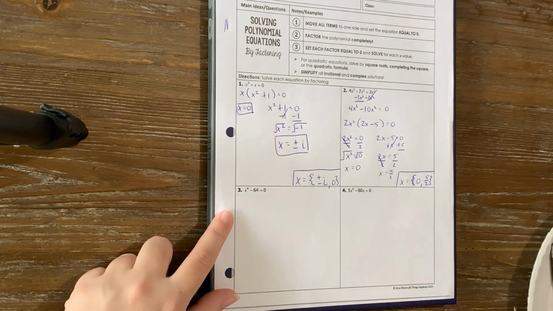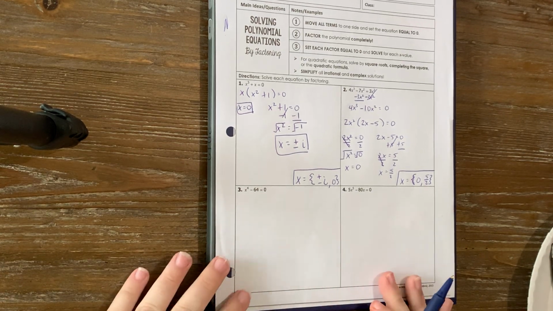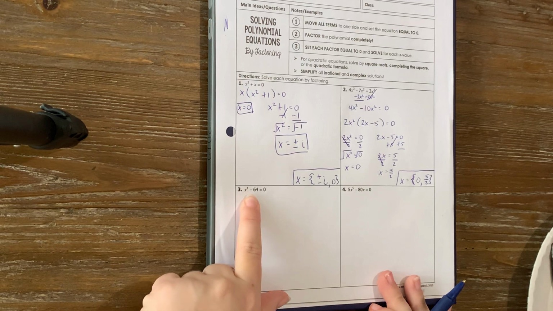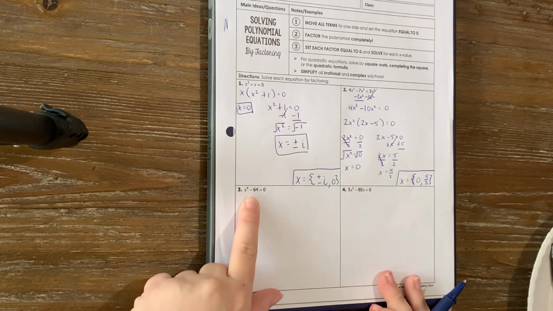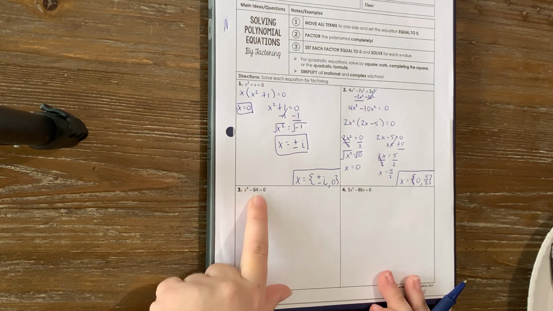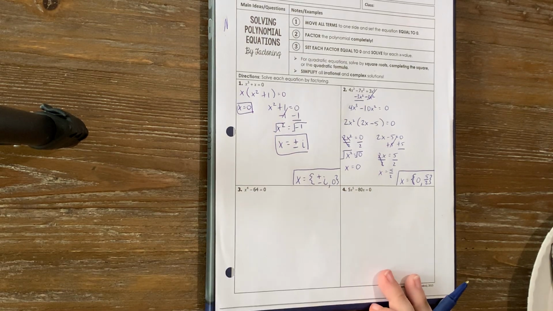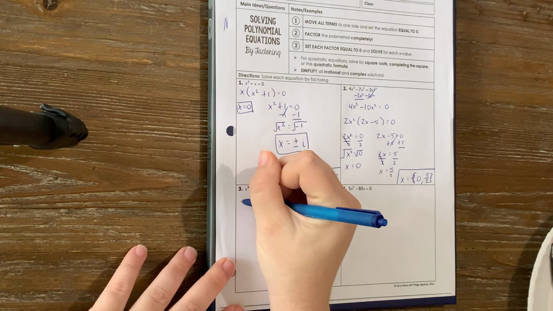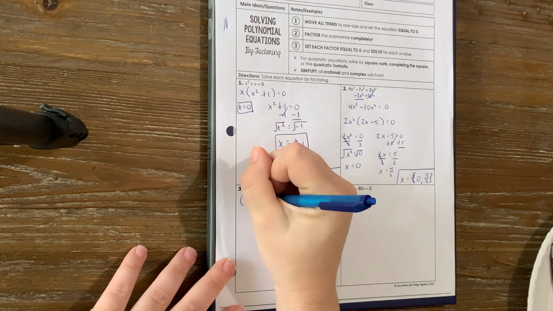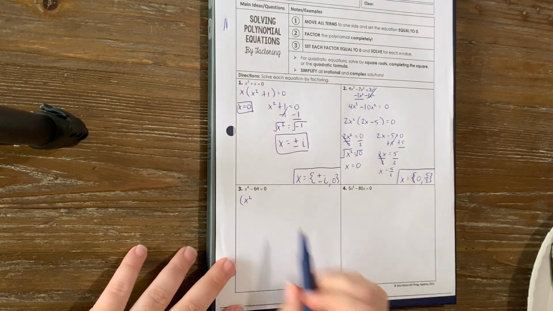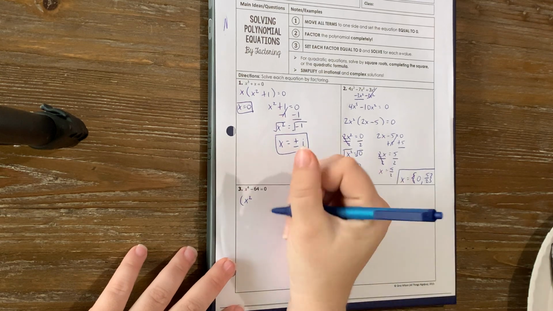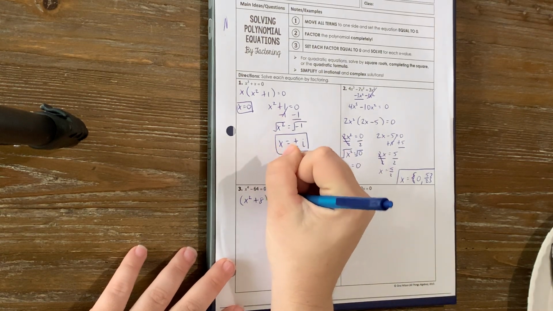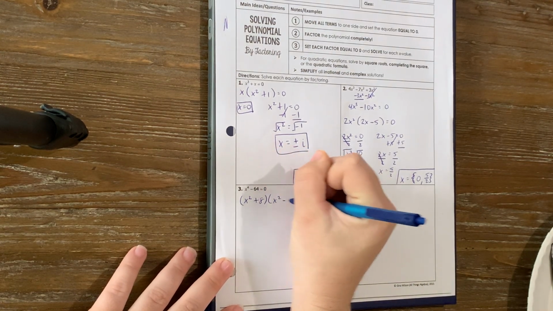Okay, on number 3, everything's already over here. So what method can we do here? Well, we can take the square root of both of these, and it's subtraction, so we can do difference of squares. The square root of x to the 4th is x squared, and the square root of 64 is 8. So we have x squared plus 8 and x squared minus 8.